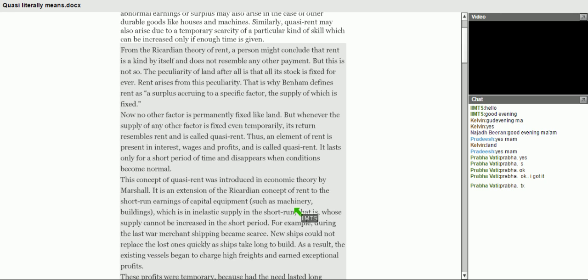Suppose the supply of capital is fixed. We cannot increase the capital in our business. We cannot plead with the bank to give us more capital. We have to go with the existing capital only. So the interest which we pay on this existing capital for that particular period when it is fixed will be called quasi-rent. It will be interest only, but it will be quasi, almost like that in nature.